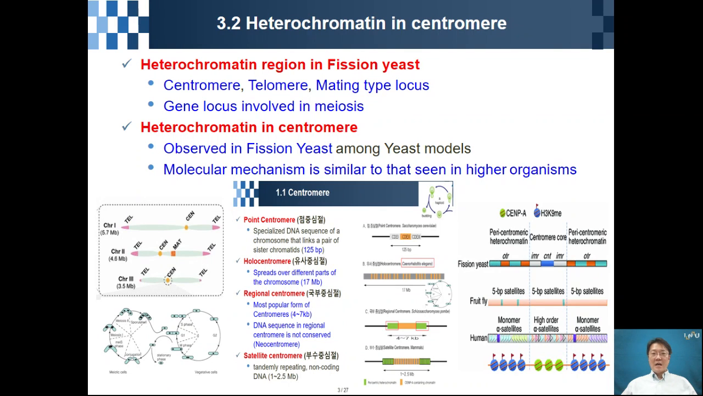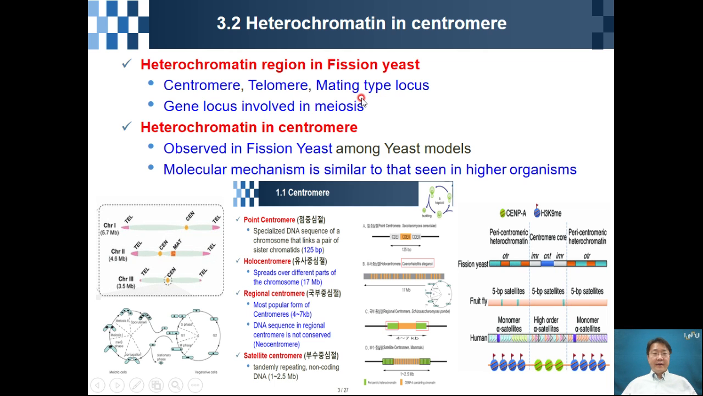So in this slide, I will explain the second subject, the heterochromatin in the centromere. Okay, let's start from the heterochromatin region in fission yeast. We can easily see the heterochromatin region in the centromere region, and also in the telomere region. Also in chromosome 2, there is a MAT locus located here, and this locus is also within a heterochromatin region.